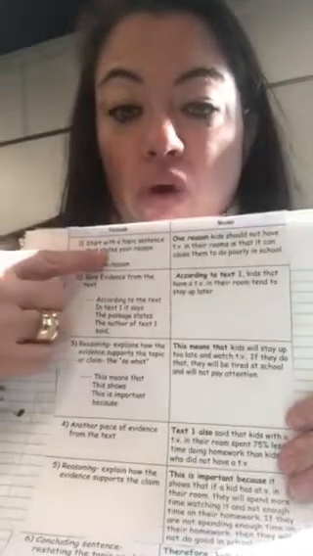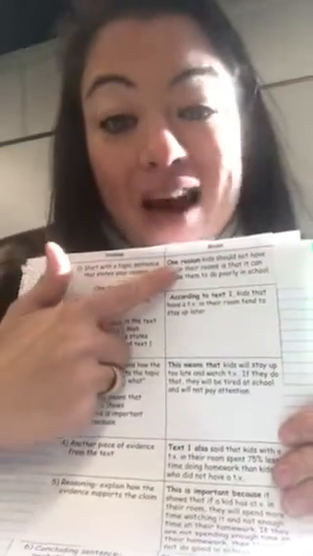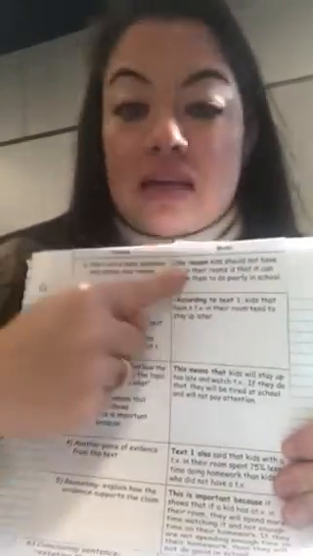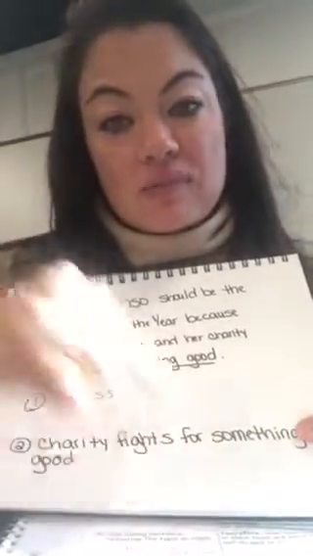Then when I'm done with that paragraph, I'm going to move on to my second reason. My second reason is that she has a charity that fights for something good. So when I start my second paragraph, I'm going to remember to skip a space and indent. And I'm going to start with a topic sentence. This is not 1 reason. I might say a second reason or an additional reason or another reason Stacy Alonso should win CNN Hero of the Year is that her charity fights for something good.